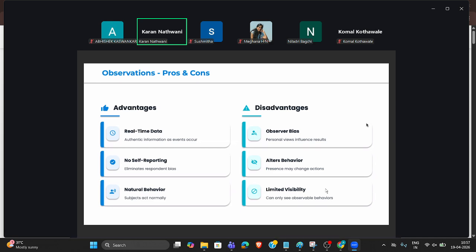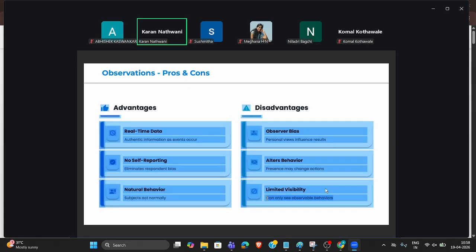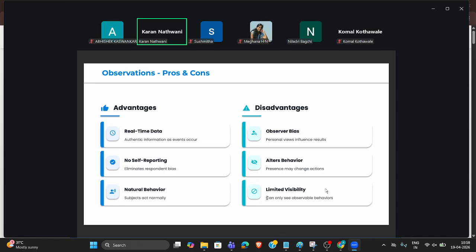Okay. So observation will have natural behavior. Sorry, bias will always be there, and personal views influence results. Altered behavior: presence may change action. Limited visibility: you can only see observable behavior, other behaviors we cannot see. What I'm trying to say is, if I am very fond of putting everything on WhatsApp, that I'm signing off, I'm enjoying, I'm playing, but what about the other time? You can only see when I'm putting those things.